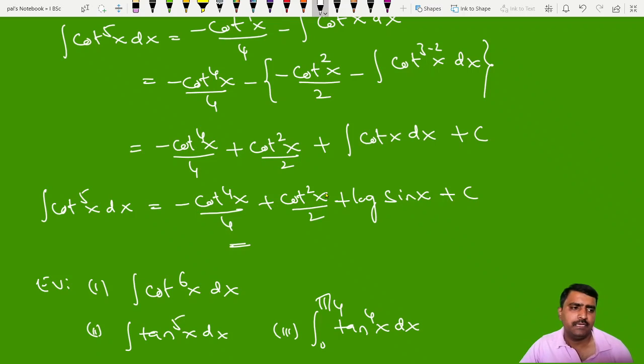Okay, so this is the reduction formula for integration of tan to the power of nx and cot to the power of nx. Okay, so we completed the reduction formula for sine, cos, cot and tan. Okay, remaining is secant and cosecant. So in next coming classes I will discuss that topics. Thank you.